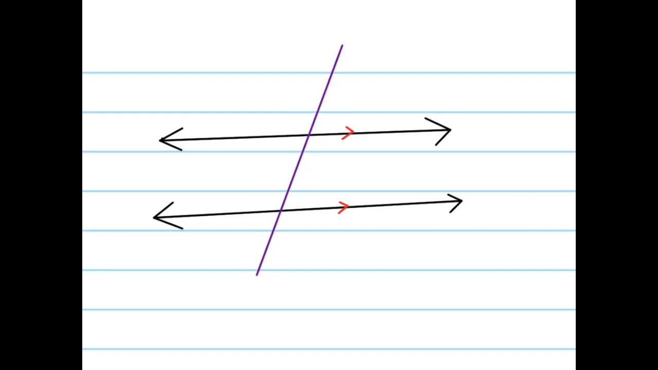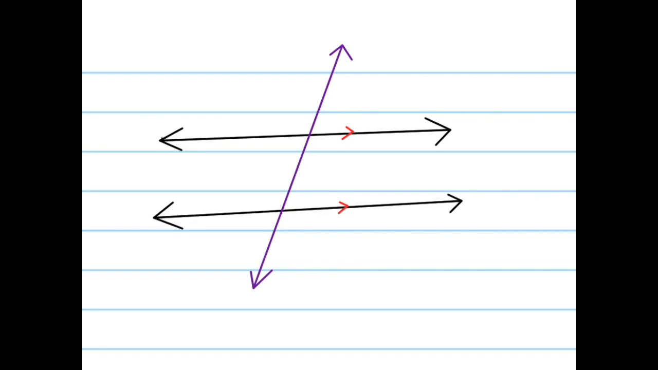So if we have two parallel lines, and how do we signify that they're parallel? Yeah, the little arrow thing through it. Okay. And then they're cut by a transversal. We're going to start with the corresponding angles postulate.